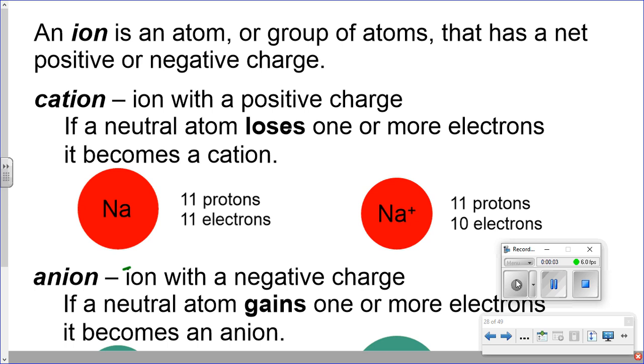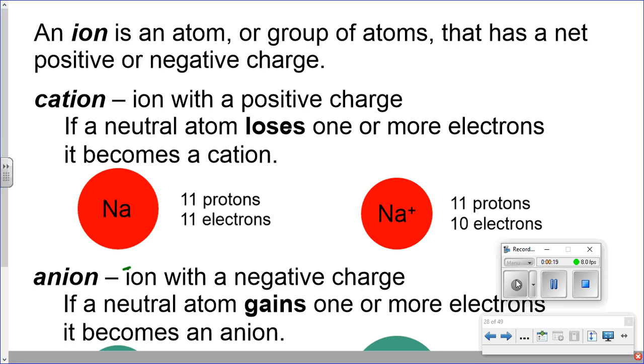Hello everyone. In this video we're going to talk about ions, what they are and what's in them. Okay, an ion, as you can see here, is an atom. Well, it used to be an atom. It's an atom that has lost or gained electrons and now has a total charge to it.